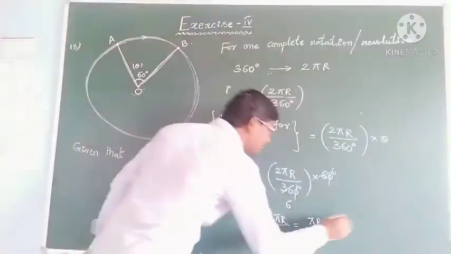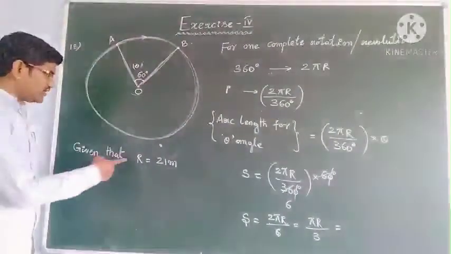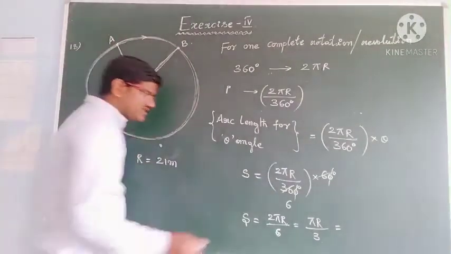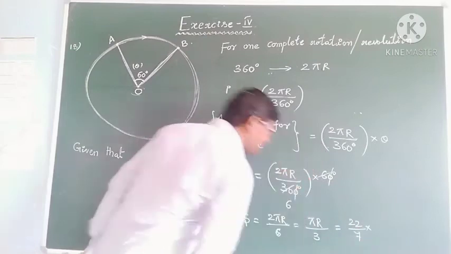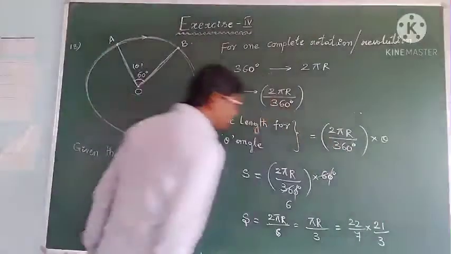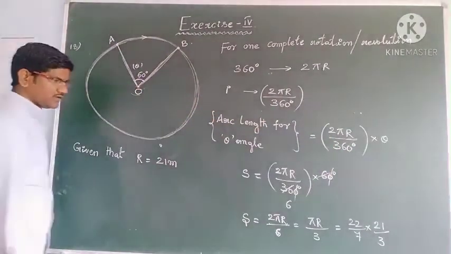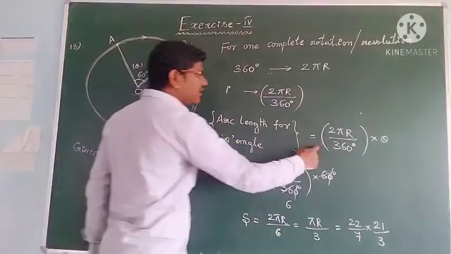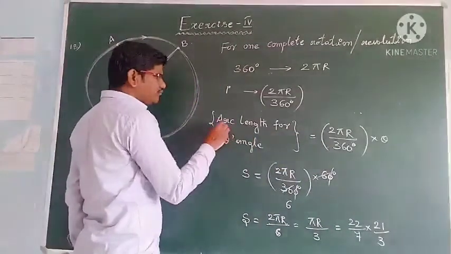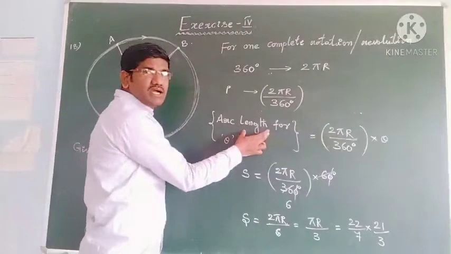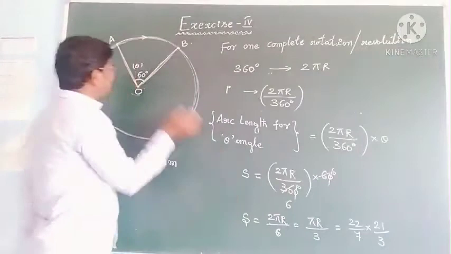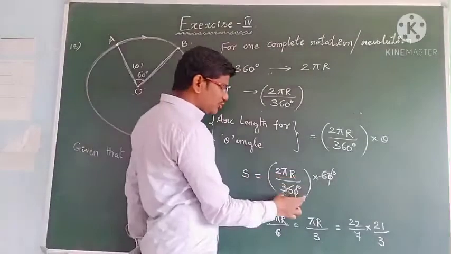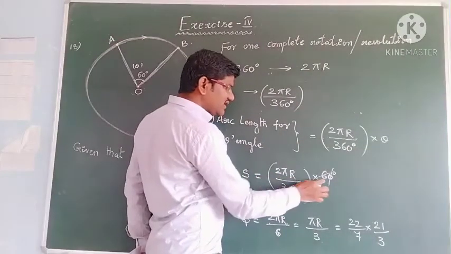Okay, students. That is called distance, and pi value is given here. Pi value is equal to 22 by 7, and radius value is given 21 meters and by 3. Okay, students. And this is our formula. Remember this formula, that is arc length. This is only called distance. Distance for a particular angle is equal to 2 pi r by 360 into theta, and theta is given 60 degrees. So I am writing 2 pi r by 360 degrees into 60.